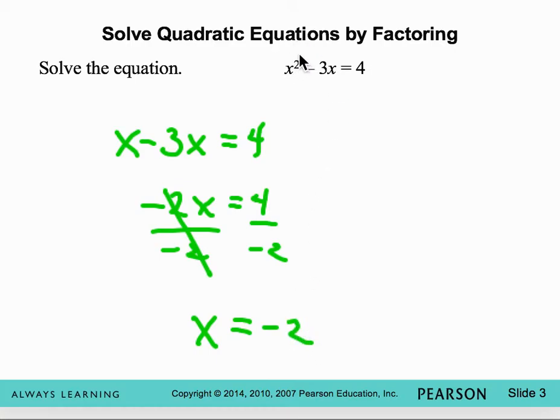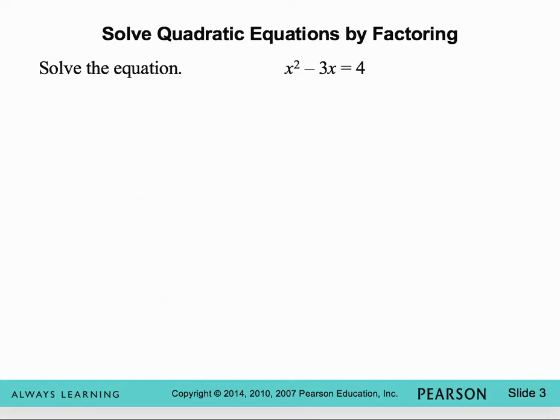But if I have a square and a linear, I can't add them together. They're not like terms. I can't get a variable all by itself. This is as close as you could get. You could put the number over there, but I can't go any farther. So I need a different method. That's why we use factoring.